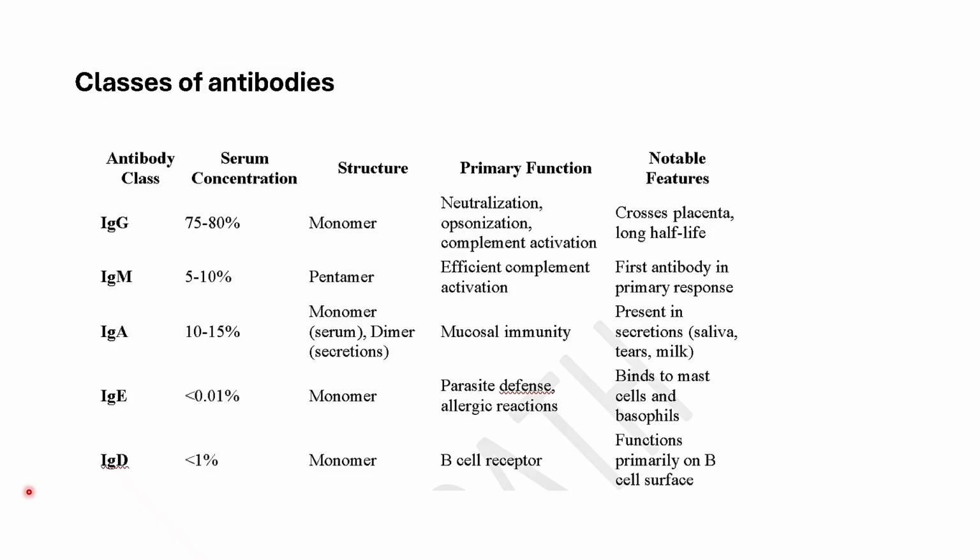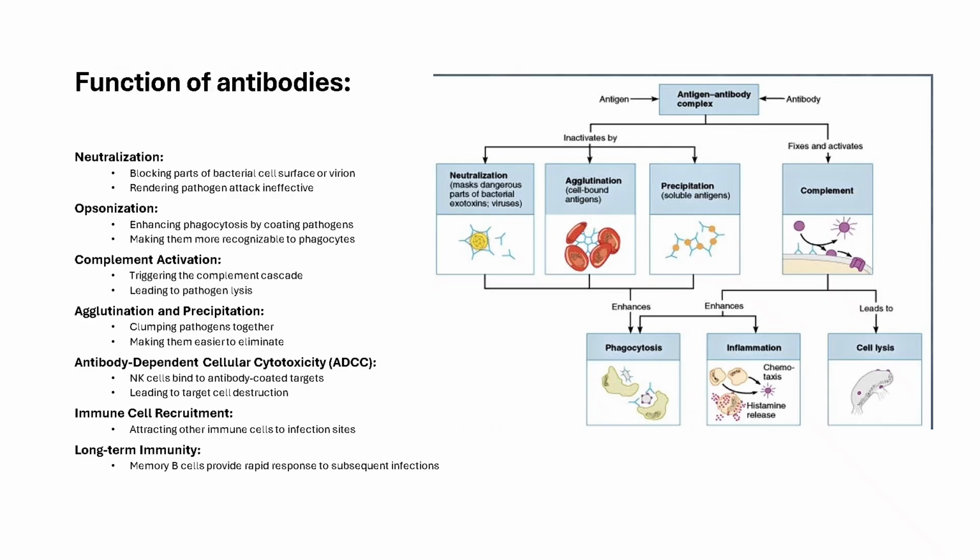So antibodies have many functions. So we have neutralization, which means the pathogen is blocked and is made inactive. We have opsonization, which is labeling the pathogen for phagocytosis, complement activation, agglutination and precipitation, which means clumping the pathogens together. And we have the antibody-dependent cytotoxicity. So the antibody coats the pathogen, allowing the natural killer cell to detect and kill it. The immune cell recruitment, which overlaps with opsonization and complement activation.